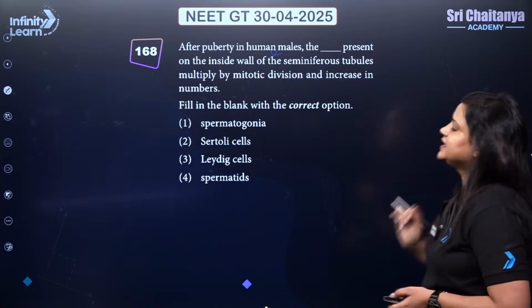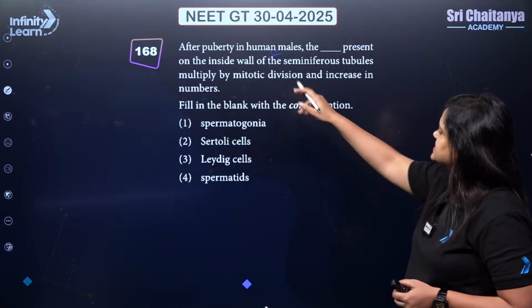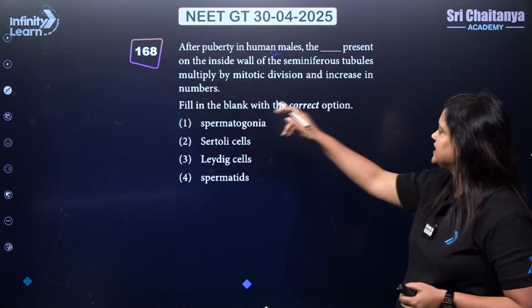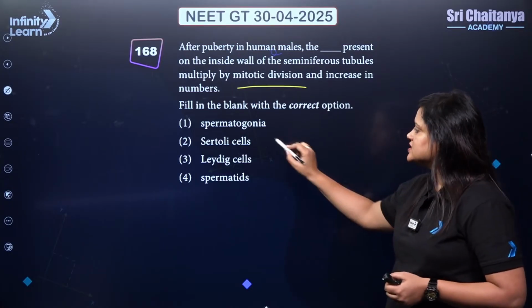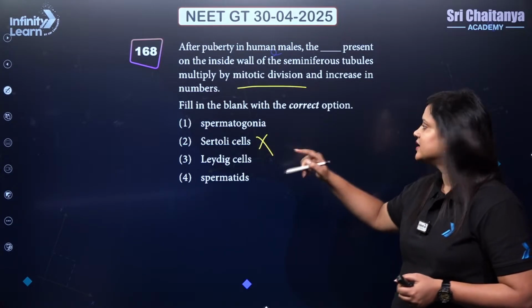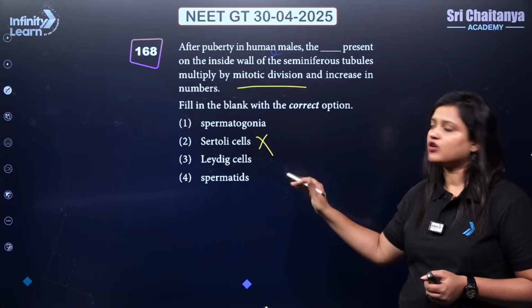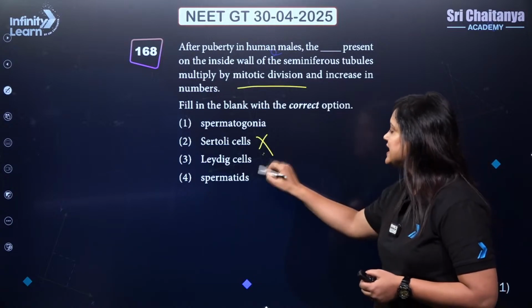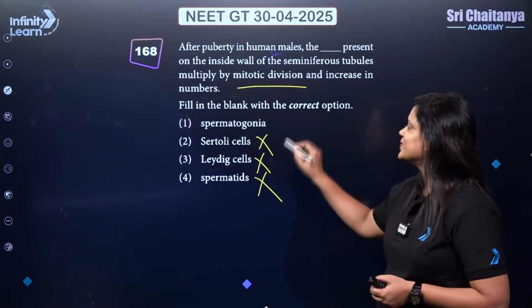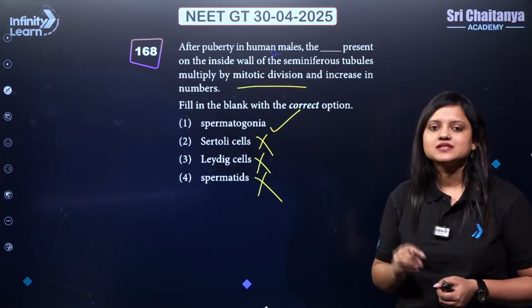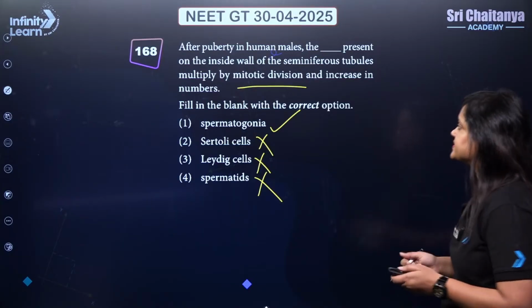Now after puberty, the human males, the dash present on the inside wall of the seminiferous tubule multiply by mitosis and increase in number. So we have here Sertoli cells which is inside the seminiferous tubule, but definitely they are not going to proliferate and form sperms. Leydig cells are outside the seminiferous tubules. Spermatids, no, so it is spermatogonia that lines the seminiferous tubule and proliferate further to form sperms.